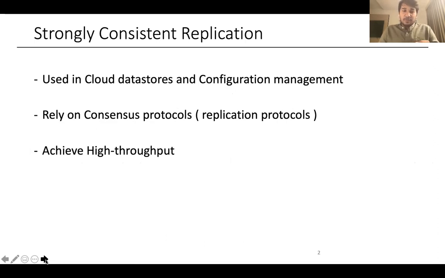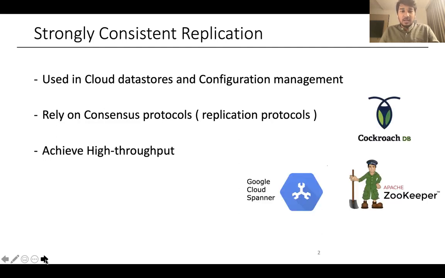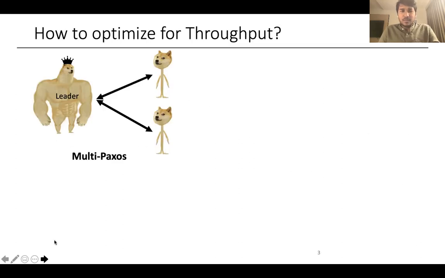One of the main objectives of these replication protocols is to achieve high throughput. A few examples of such cloud services and cloud data stores are Google Spanner, YugabyteDB, CockroachDB, ZooKeeper, and many more. So how do these replication protocols try to achieve this high throughput?